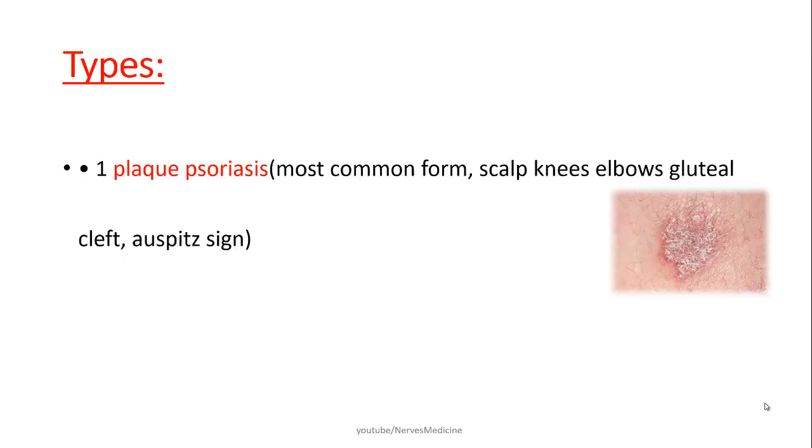Now, types of psoriasis. Plaque psoriasis is the most common form. Scalp, knees, elbows, and gluteal clefts are the most common sites of plaque psoriasis, having symmetrical distribution. And Auspitz sign is positive. Auspitz sign refers to the appearance of small pinpoint bleeding after removal of scales from the psoriatic plaque.